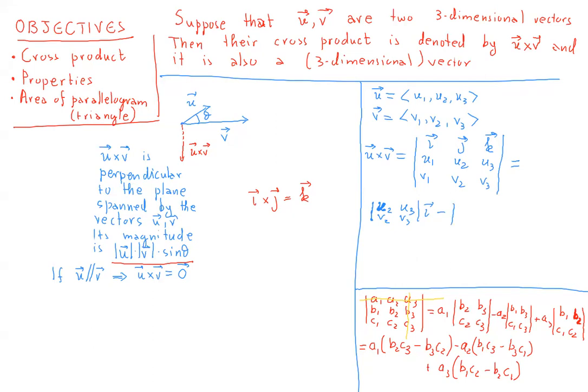So if you delete the first row and the second column, you will get U1, U3, V1, V3 times J. And finally, plus, and now delete the first row and the third column, and that will give you the determinant U1, U2, V1, V2 times K. And if you put all this in one vector, then on the first coordinate you will get U2V3 minus U3V2, comma, minus (U1V3 minus U3V1). And the last coordinate will be U1V2 minus U2V1.